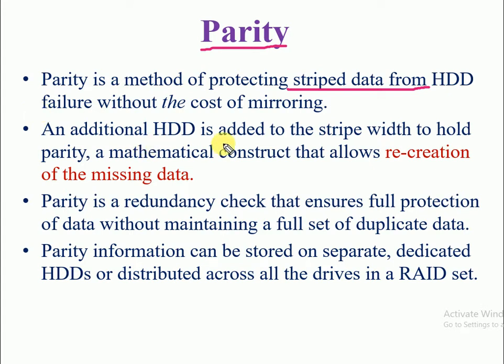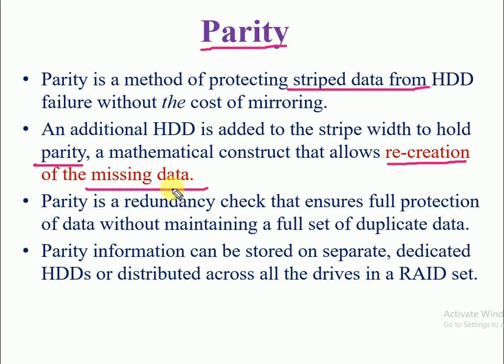So an additional hard disk drive is added to the strip width to hold parity. Normally one additional hard disk drive is maintained to store the parity information, and a mathematical construct is used for the recreation of the missing data. If some data is missing, we can go to the hard disk drive where the parity information is stored, and by applying a mathematical construct, we can retrieve the data that is lost.